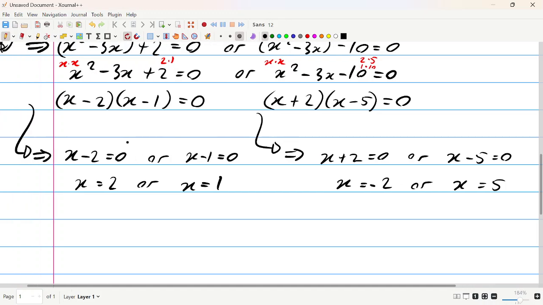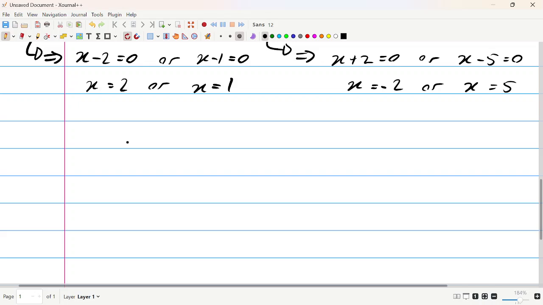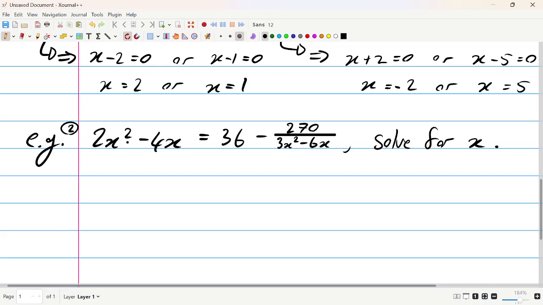Okay, and I'm going to give a question right now, and I want you to try it out. So here's the question. It's 2x squared minus 4x is equal to 36 minus 270 over 3x squared minus 6x. Your job is to solve for x. And I want you to try that on your own using the exact same procedure that we used for the k method to see if you can find that repetition and make your life much easier.